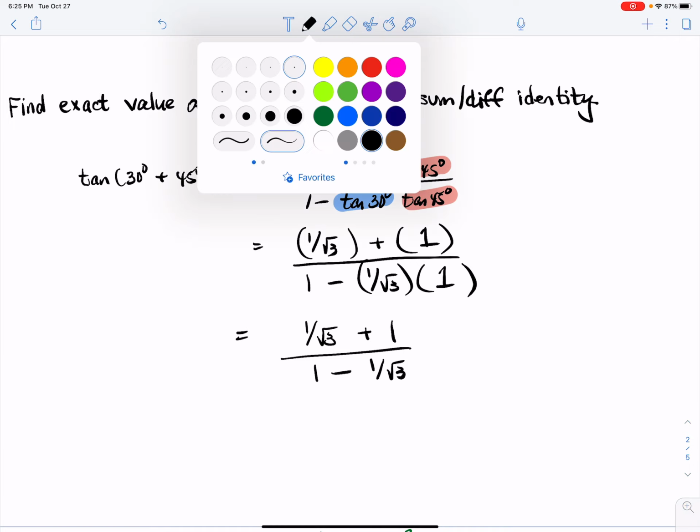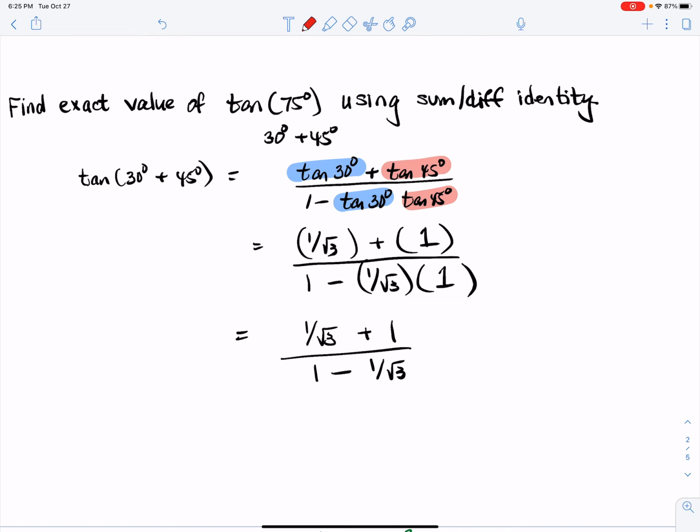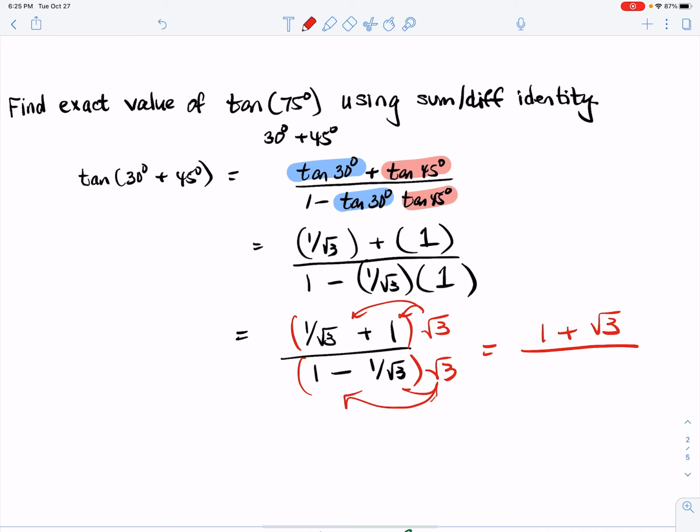Now, we could do better than that. This is a complex fraction, which means we should multiply everything by the common denominator. Turns out the common denominator is root 3, so I'm going to multiply everything by root 3 to knock out the complex fraction. And when we do that, root 3 multiplied to each term would give me 1 plus root 3. And downstairs, we would have root 3 minus 1.